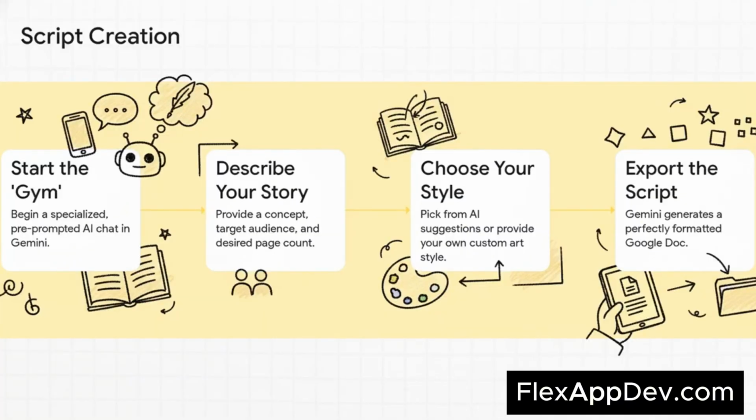First, you'll start a special chat in Gemini that's already set up for this. Then, you just describe your story, the main idea, who it's for, about how long you want it to be. From there, you can pick an art style Gemini suggests, or even describe your own. And once you're happy, bam! Gemini exports a perfectly formatted script as a Google Doc, all ready for the next phase.